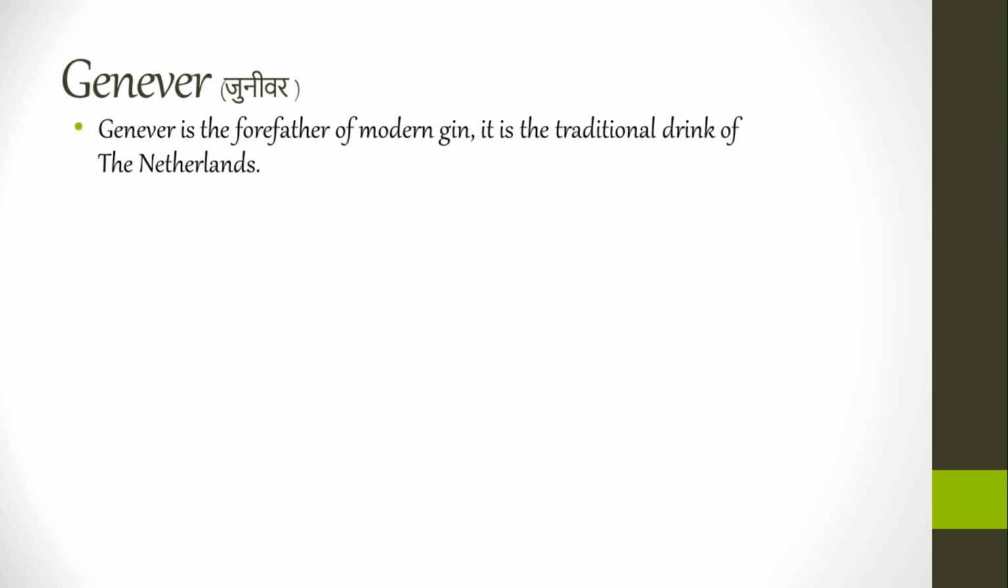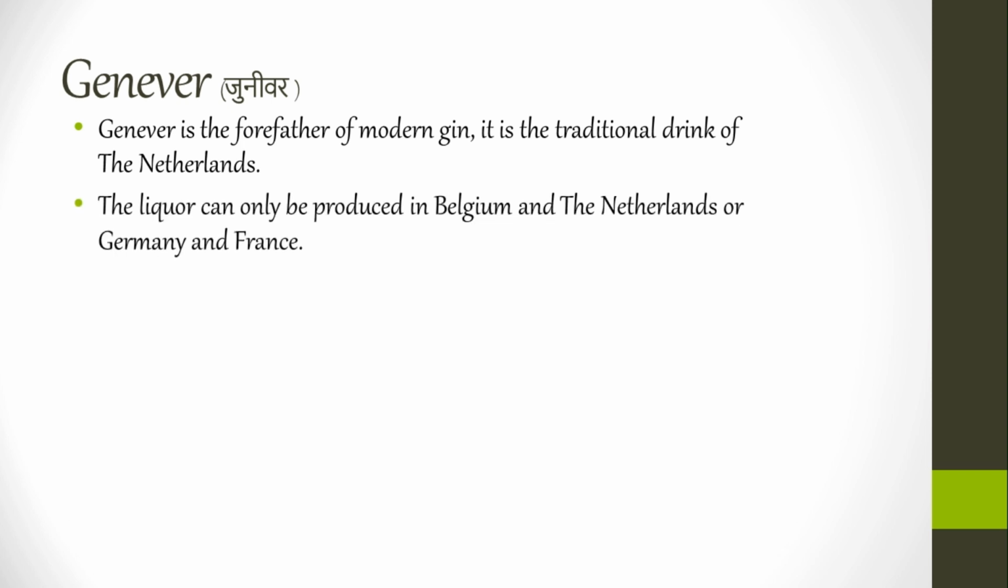Next, Juniper. Juniper is a type of gin which is very old, and it is produced in the Netherlands. It is the forefather of modern gin. It is a traditional drink of the Netherlands. It can only be produced in Belgium, Netherlands, Germany, and France. So only these four places are allowed to make this type of gin. If they are making it, they can write Juniper on their gin. Otherwise, no other place can use this name on their gin.